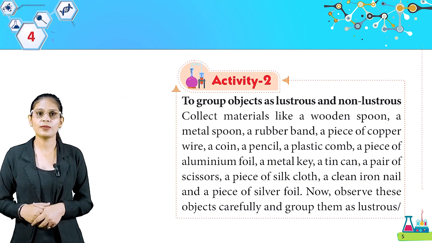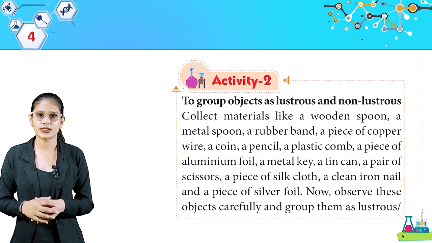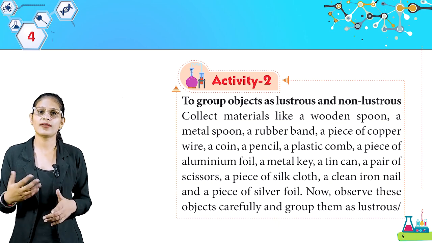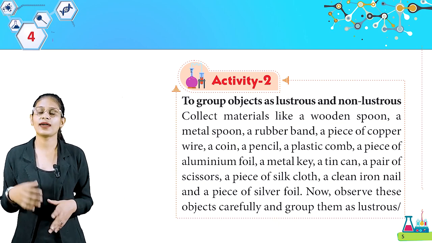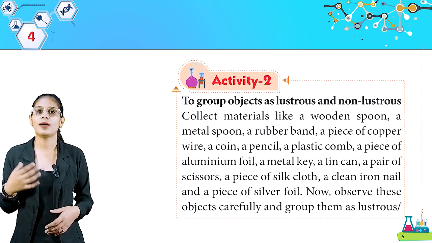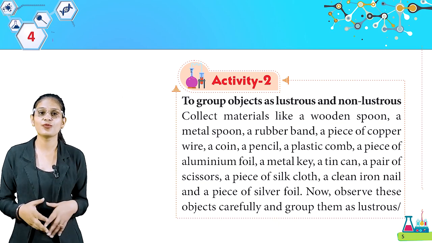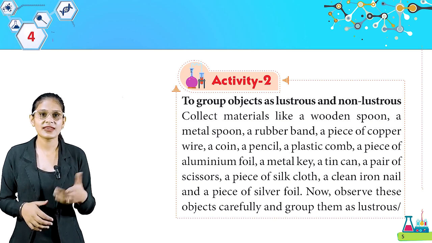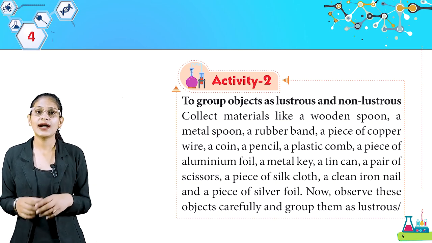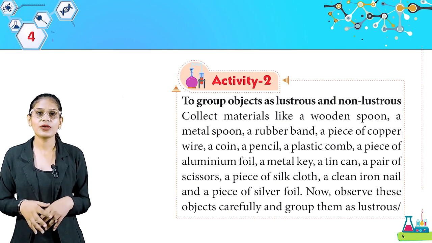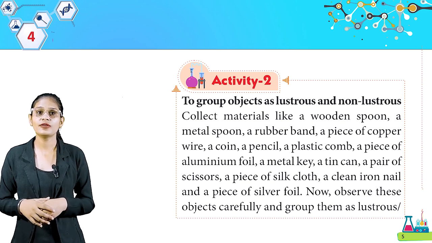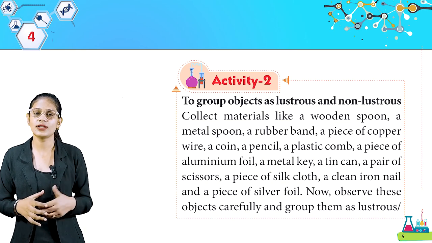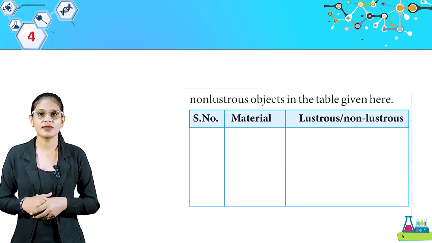Here's an activity. Activity 2. To group objects as lustrous and non-lustrous. Collect materials like a wooden spoon, a metal spoon, a rubber band, a piece of copper wire, a coin, a pencil, a plastic comb, a piece of aluminium foil, a metal key, a tin can, a pair of scissors, a piece of silk cloth, a clean iron nail and a piece of silver foil. Now observe these objects carefully and group them as lustrous and non-lustrous objects in the table given here.